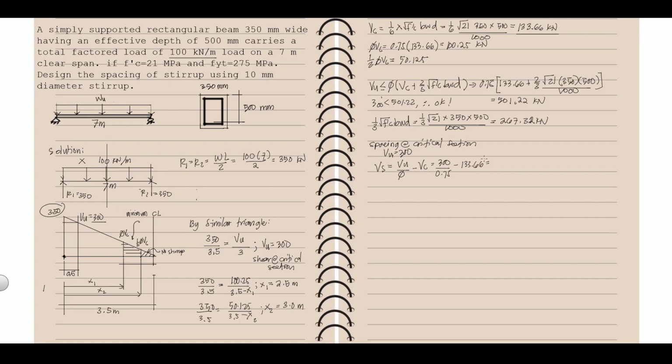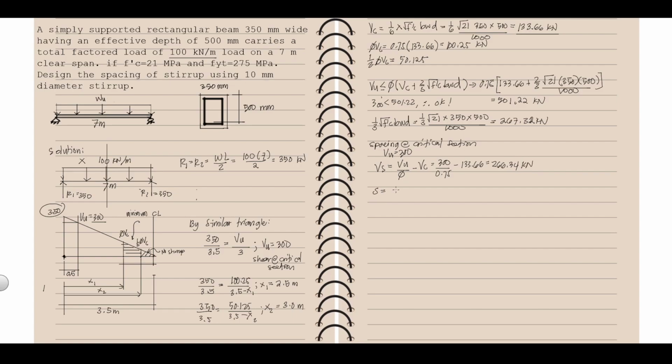133.66. So, we will have 300 over 0.75 minus 133.66. We will have a value of 266.34 as your VS. Okay? So, next, as your VS, kilonewton. Okay? So, next is spacing.